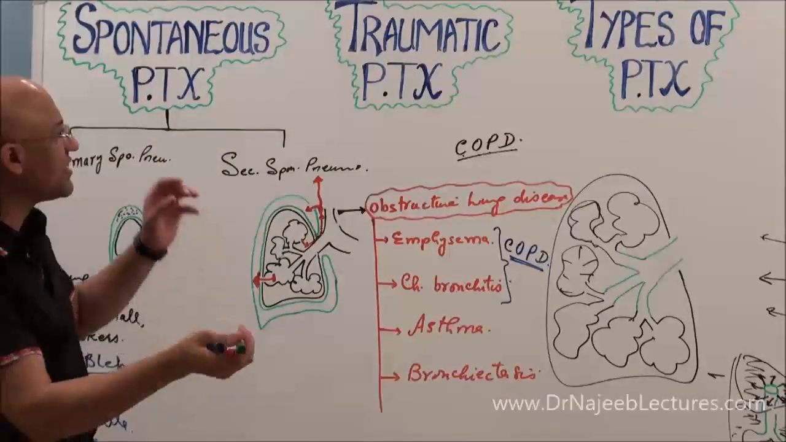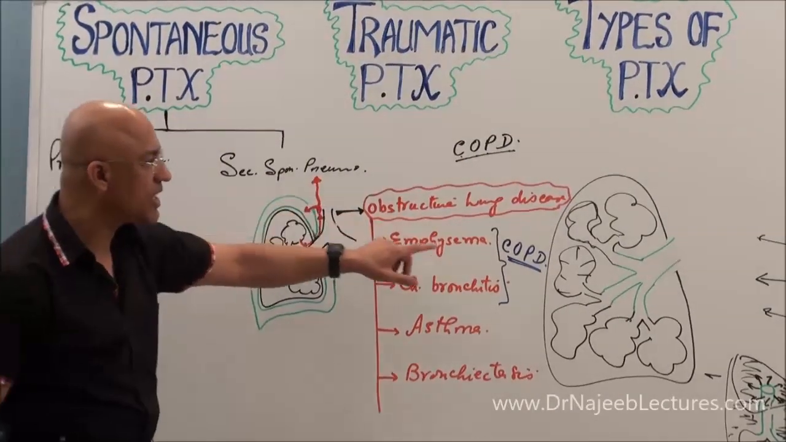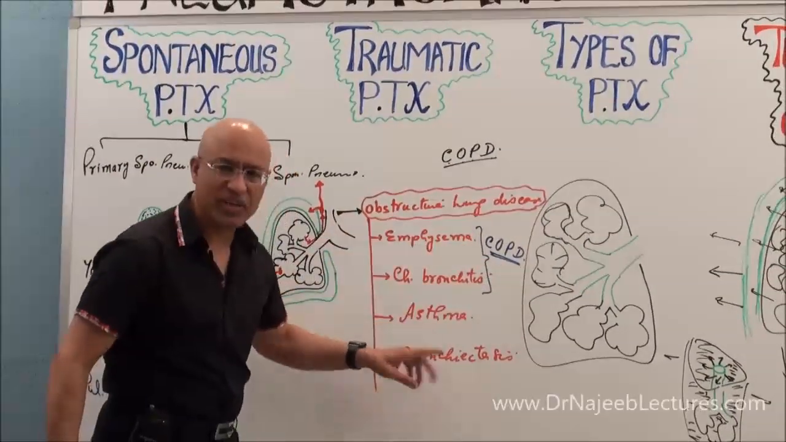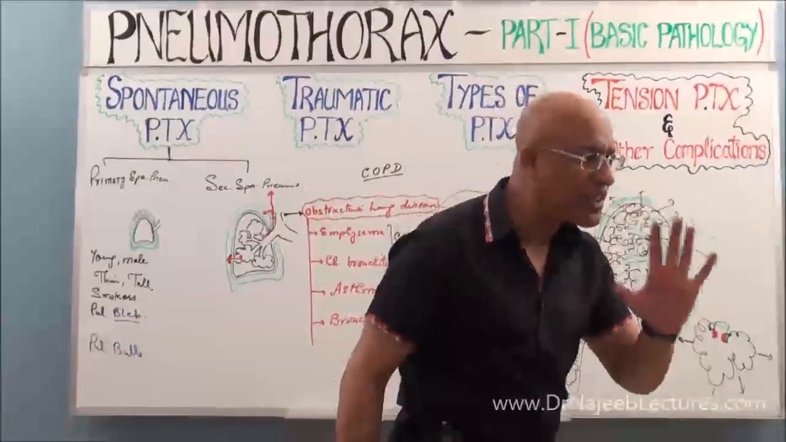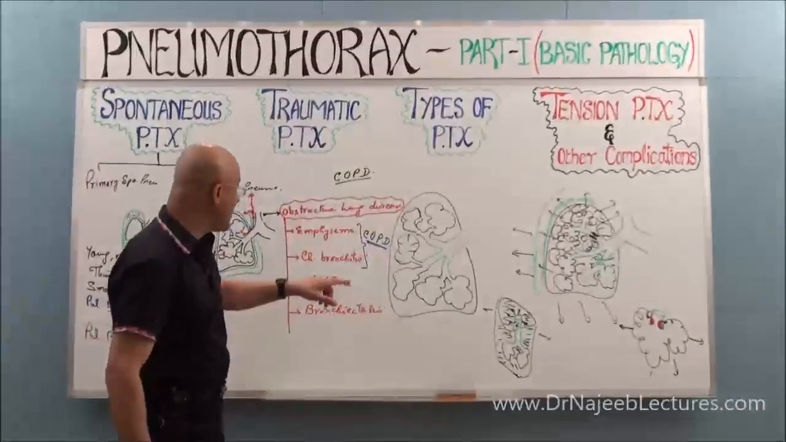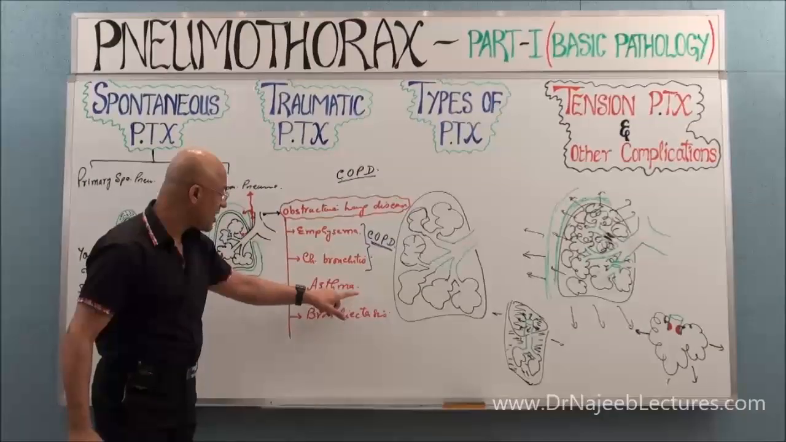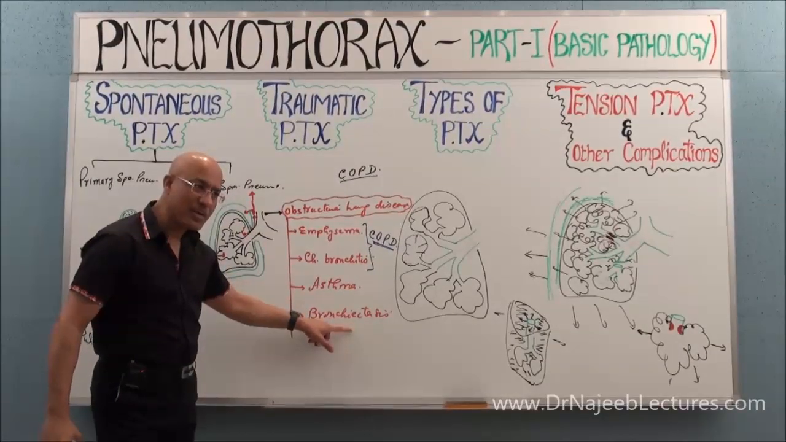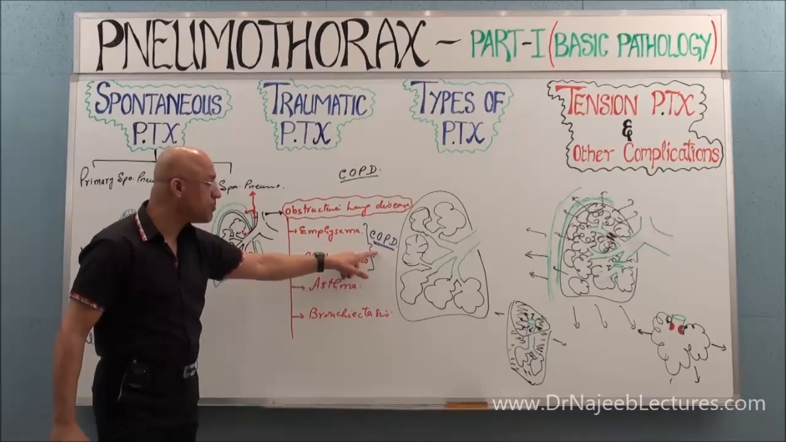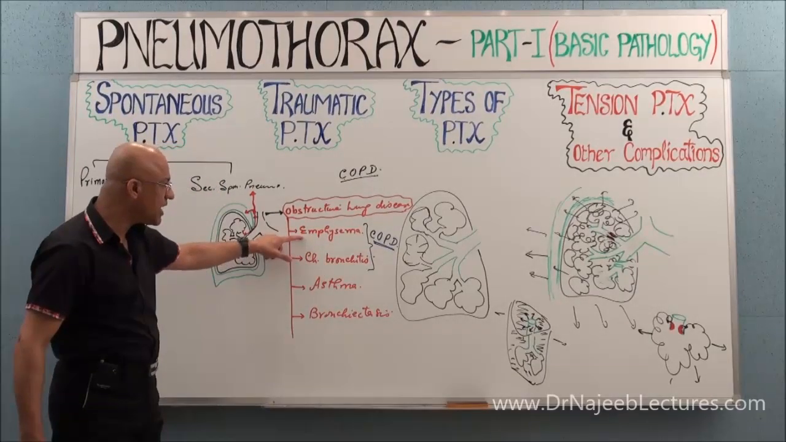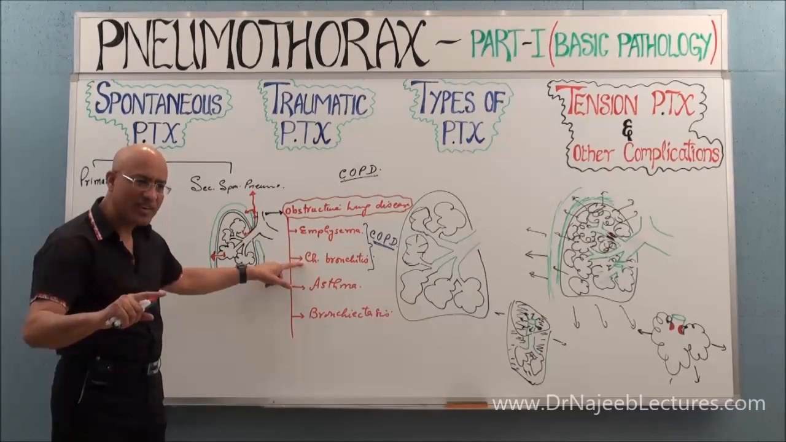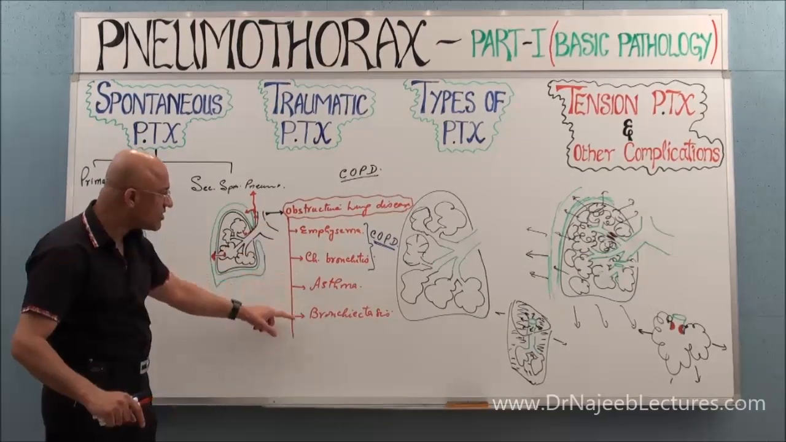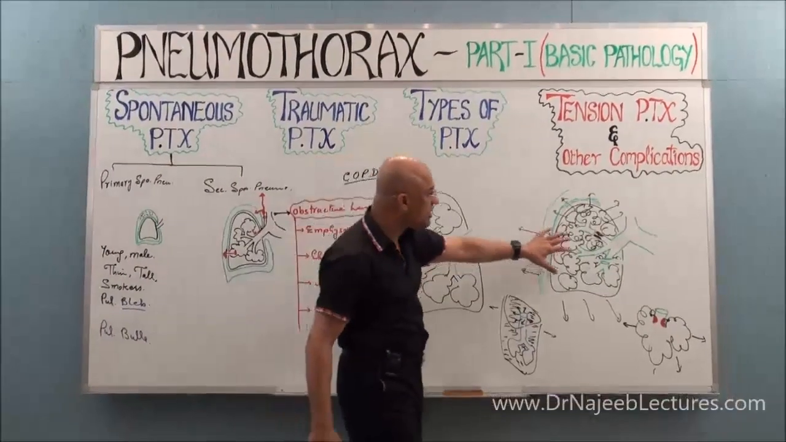So I can classify it like this also. Obstructive lung diseases are COPD, asthma, and bronchiectasis. Another better way for understanding: obstructive lung diseases are COPD, asthma, bronchiectasis. And COPD mainly includes emphysema and chronic bronchitis. Is that right?